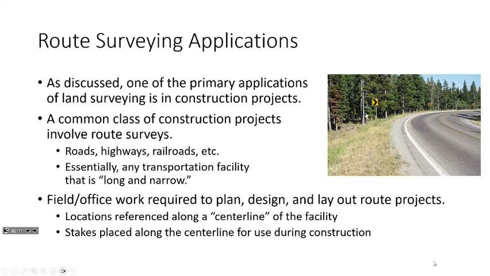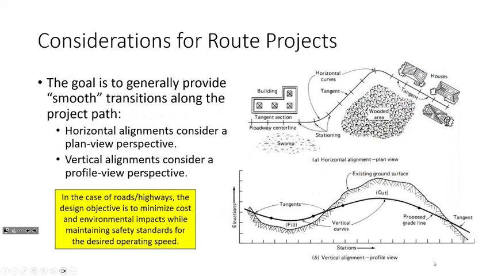But the idea is, along a route-based project, and we've talked about this a little bit even in our first CAD lab, is that we would stake our locations along the center line of the facility, so the center line of the road or the center line of the median or what have you, and then we would stake out the project along that center line, and that's how we would reference the construction project. Whenever we're doing a route-based project, our general goal is to try and provide what I would call a smooth transition along the project path. And that word smooth is probably a bit loosely defined at this point. But what I would say for your purposes is that we need to consider both horizontal and vertical alignments.